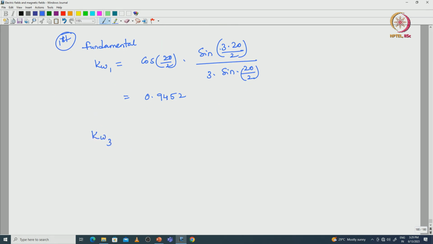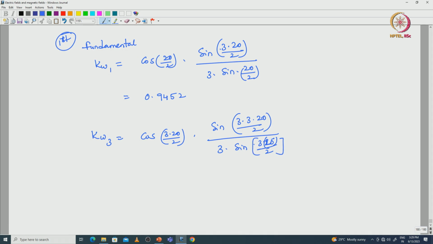Similarly, the winding factor with respect to the third harmonic, if we calculate, cos of n alpha by 2, that is 3 into 20 degrees by 2, into sin of 3 into q into beta by 2 divided by q into sin of n beta by 2, n is nothing but 3, third harmonic, beta is 20 degrees by 2. So, if we calculate this number, the winding factor for the third harmonic is 0.5774.